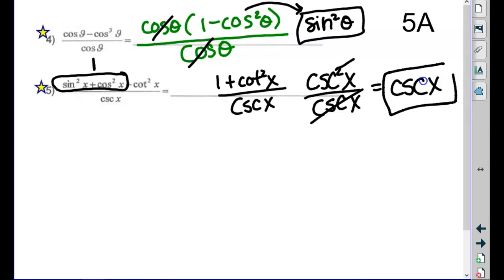Now, please notice that I did not start out by changing everything to sines and cosines, right? That's not always the best way to start. Look for your Pythagorean identities. If that's not working, then try changing things to sines and cosines, or if sines and cosines isn't working, try something else. Don't give up.